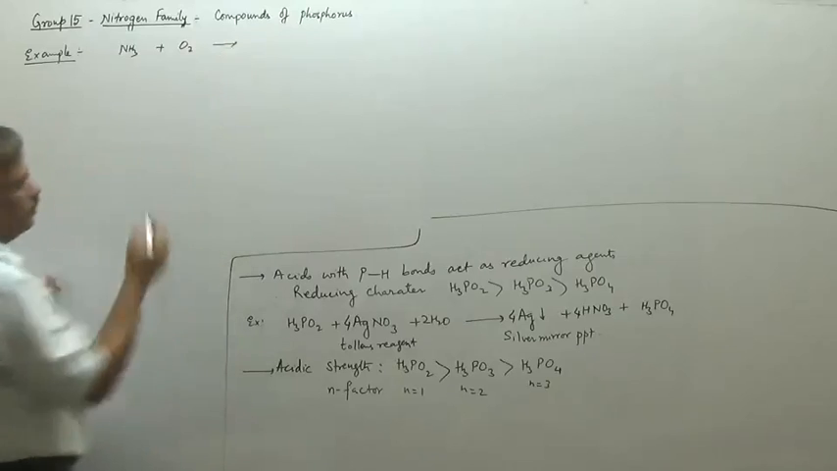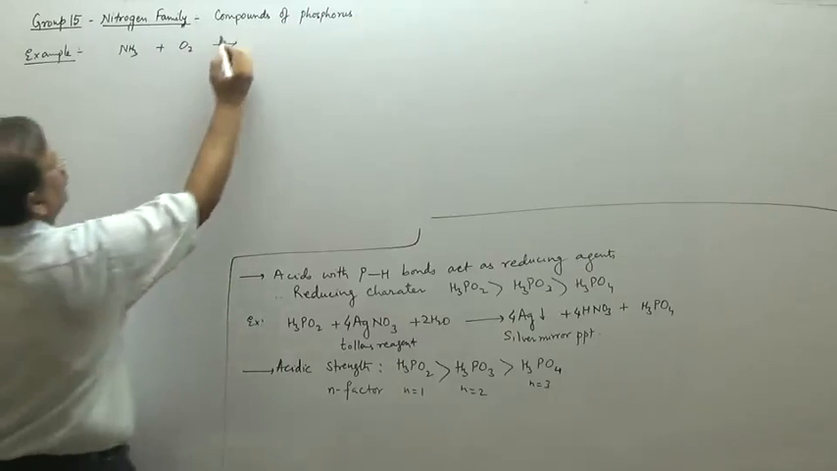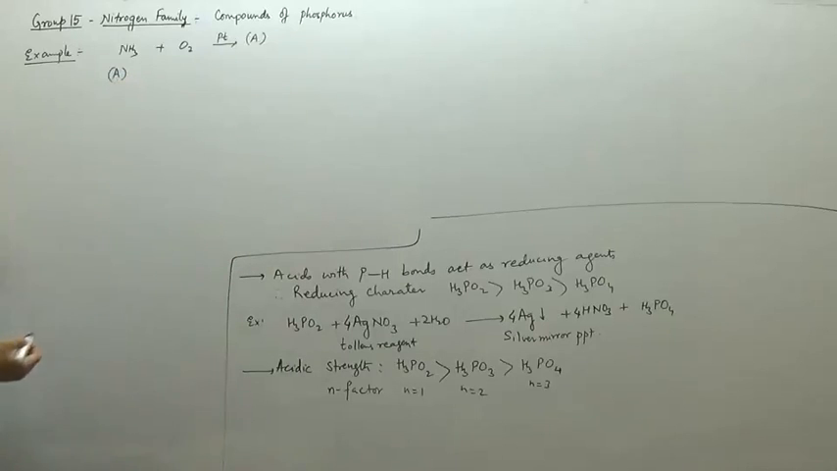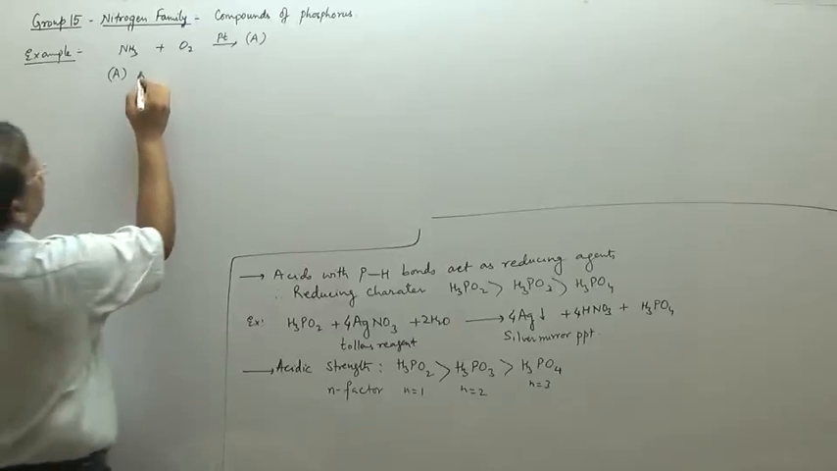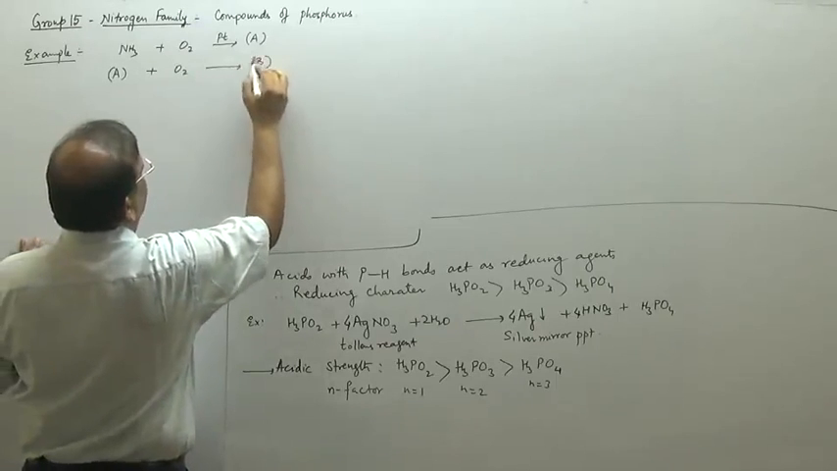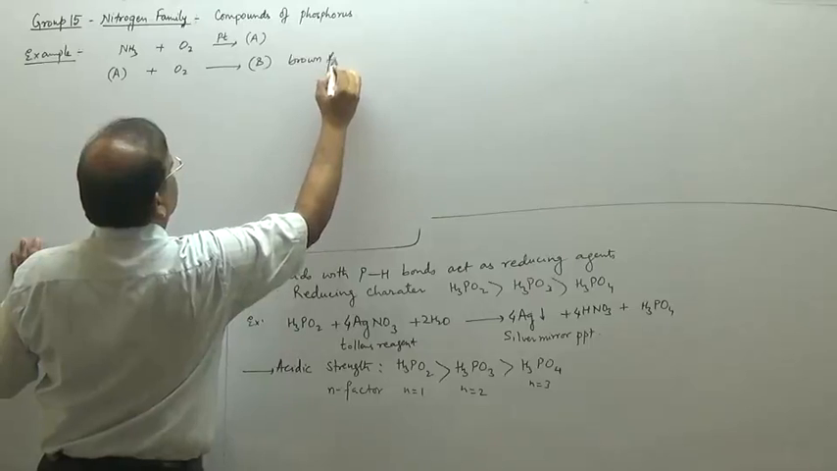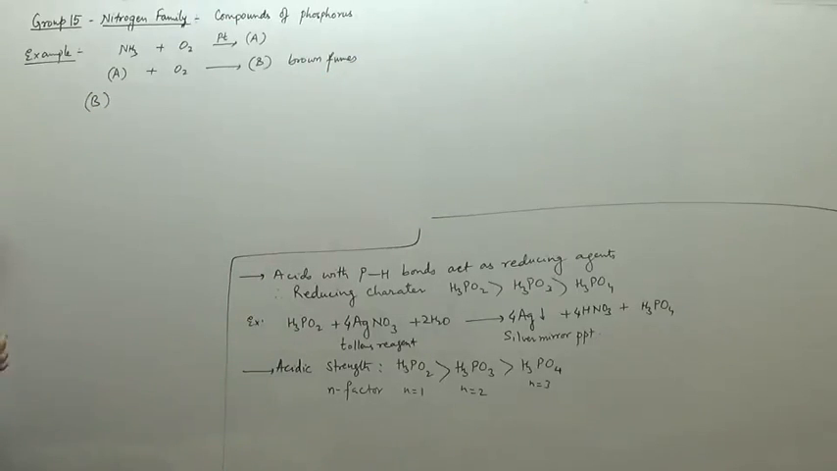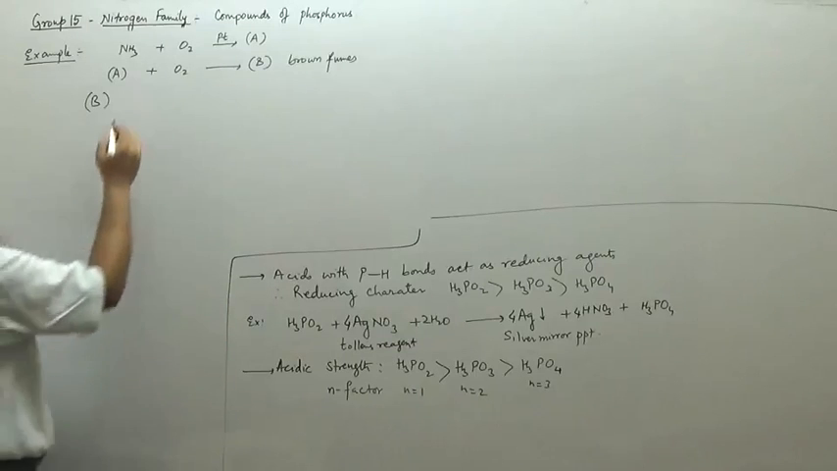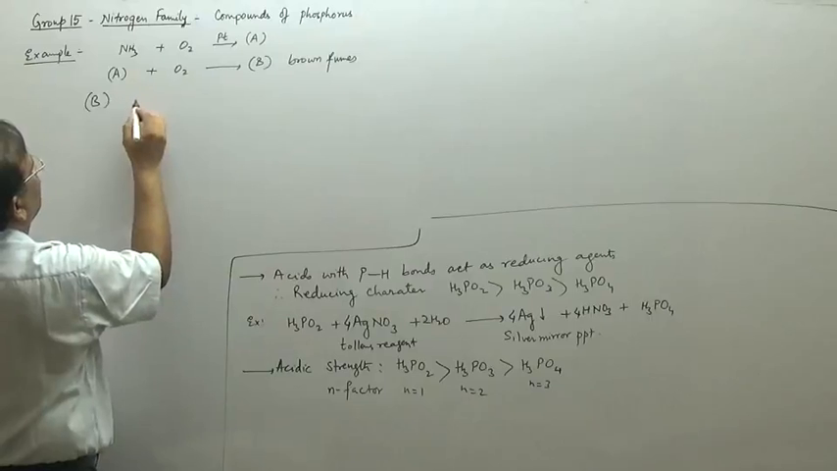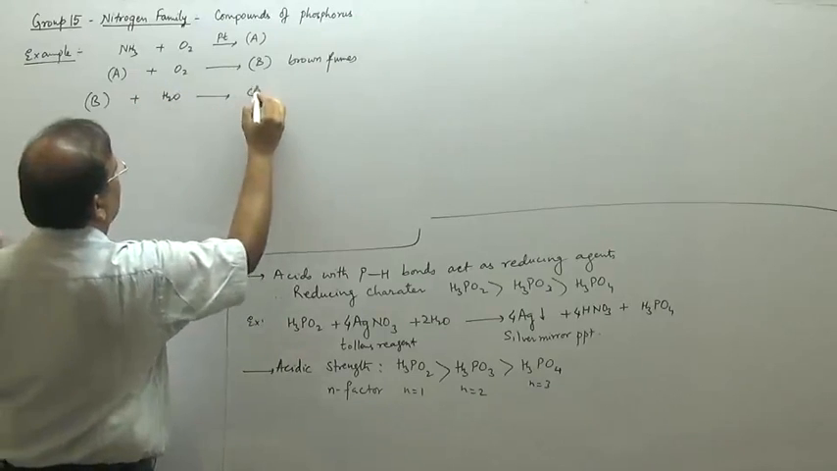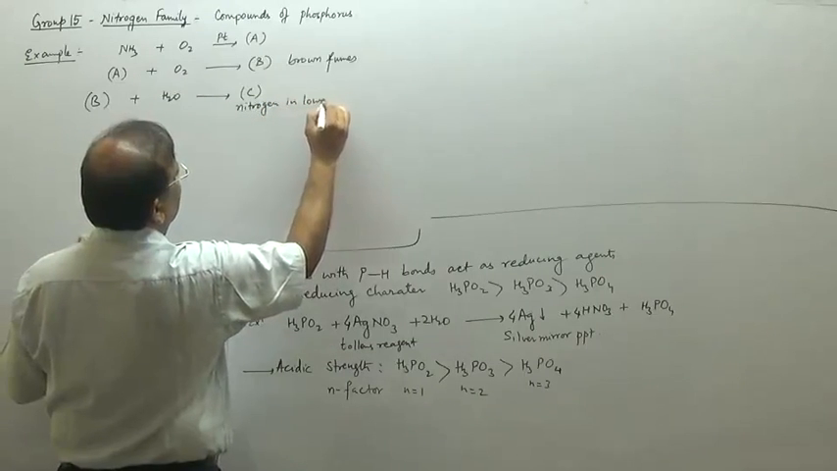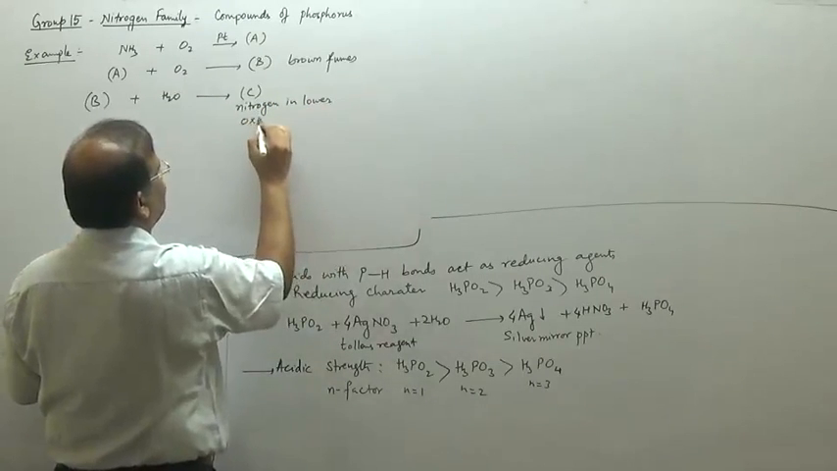Ammonia reacts with O2 to give a product A in presence of platinum. Now this A will react with O2 to form brown fumes, B. Now this B reacts with H2O to form C, nitrogen in lower oxidation state.